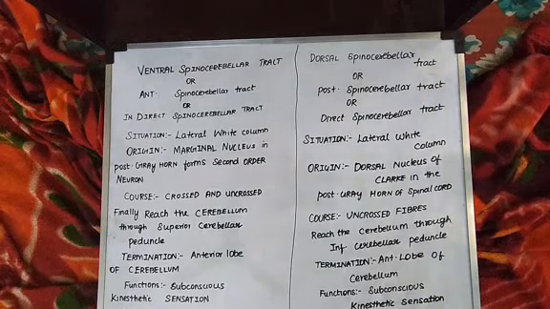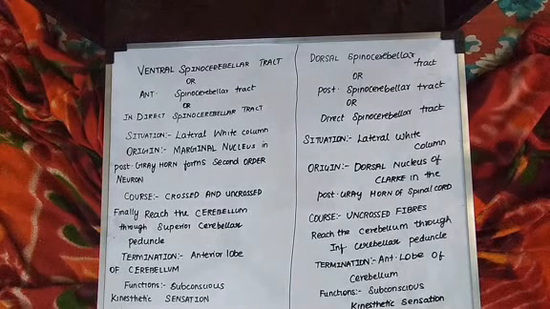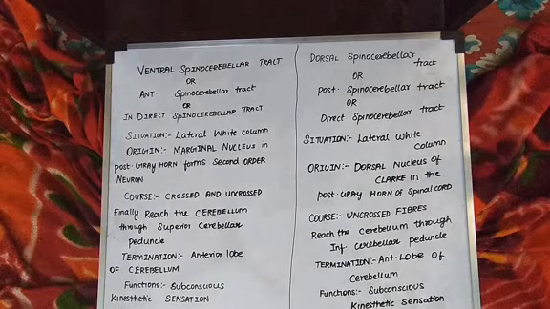What is the effect of a lesion? As I said earlier, the majority of fibers are crossed fibers. So if there is any lesion, the subconscious kinesthetic sensation on the opposite side will be affected. Now we come to the dorsal spinocerebellar tract, also known as the posterior spinocerebellar tract or direct spinocerebellar tract. Where is it situated? Same as the other, both tracts are situated in the lateral white column.